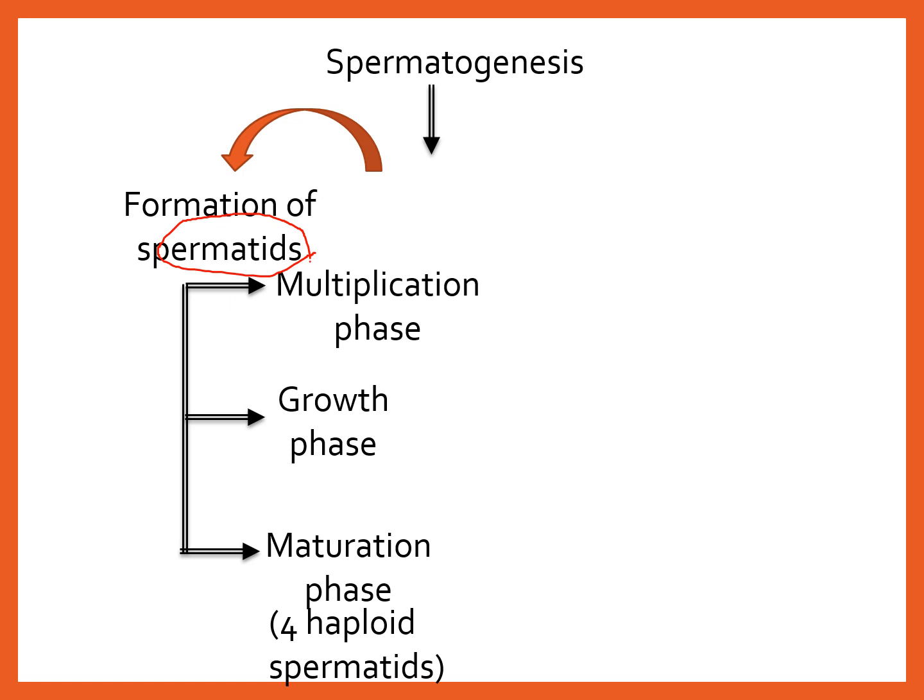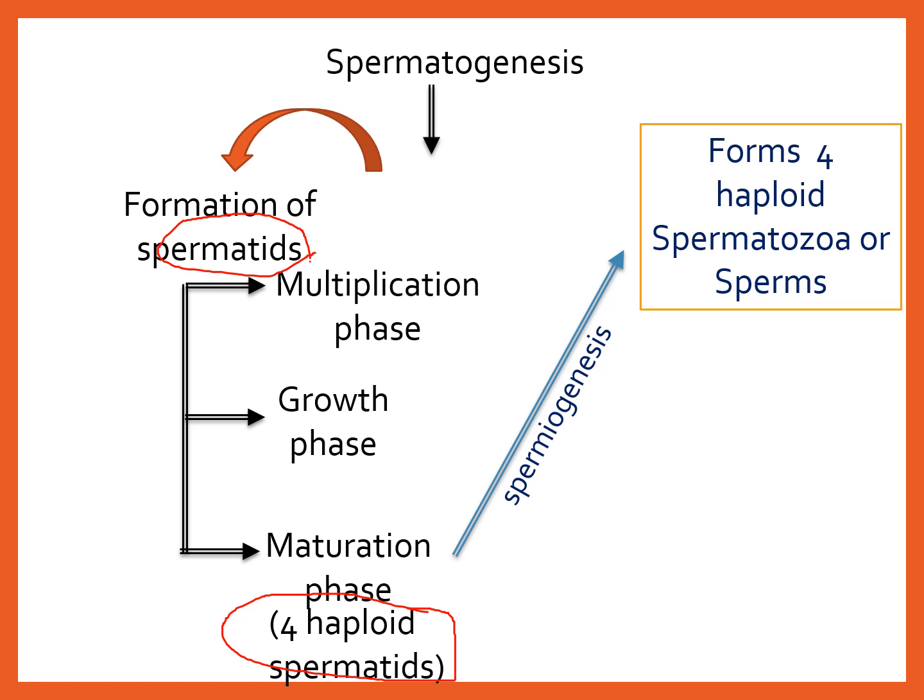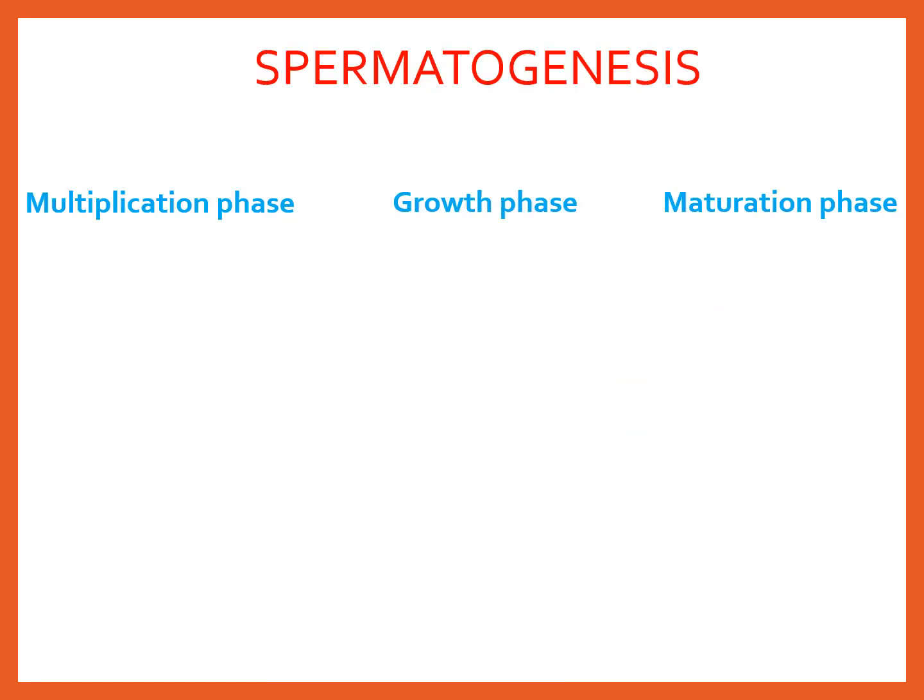After maturation, these four haploid spermatids are formed, but they are not completely functional sperms. By the process of spermiogenesis, they give rise to the four haploid spermatozoa or sperms, which are the functional sperms. So this process where the four haploid spermatids are transformed into the spermatozoa or the sperm is called spermiogenesis.